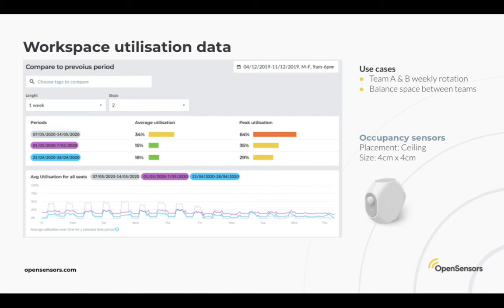Just to go back a bit, I think most people are targeting around a 20 to 30% utilization at the start, and then gradually increasing it over time.